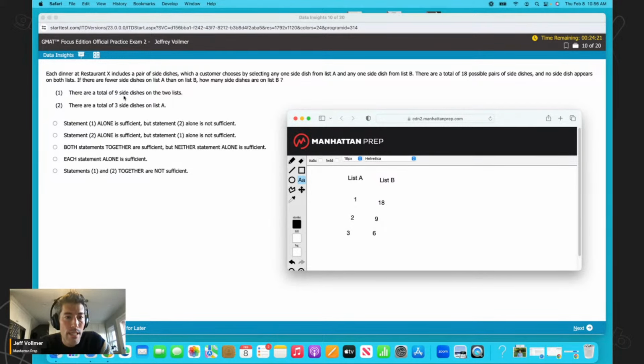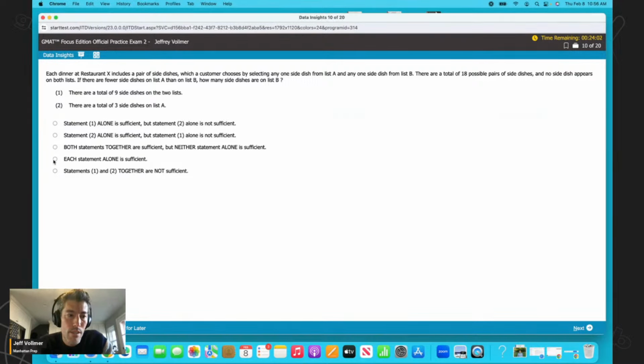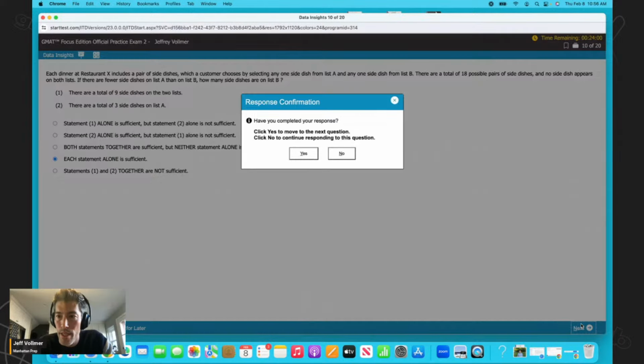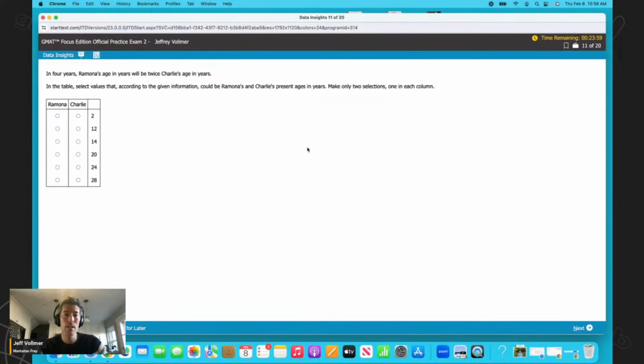There are a total of 9 side dishes on the 2 lists. That points me to this one here. Statement 1 is going to be sufficient. So we'll say A or D are the only ones left in the running. There are a total of 3 side dishes on list A. That tells me it's this bottom one as well. So both of them point me to this bottom option, which means there are definitely 6 in list B. We're going to pick answer D here and move on. On to the next.